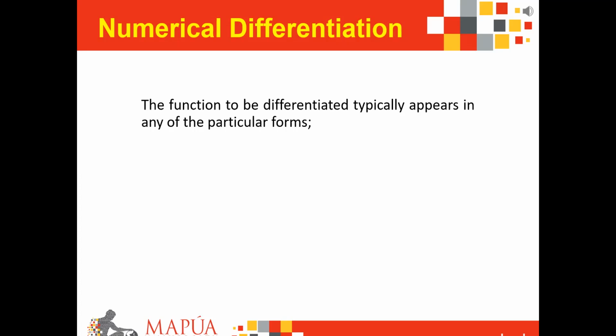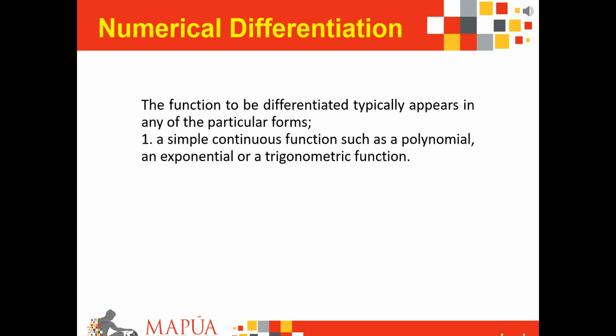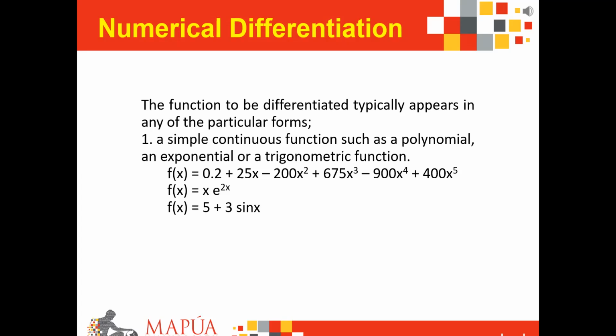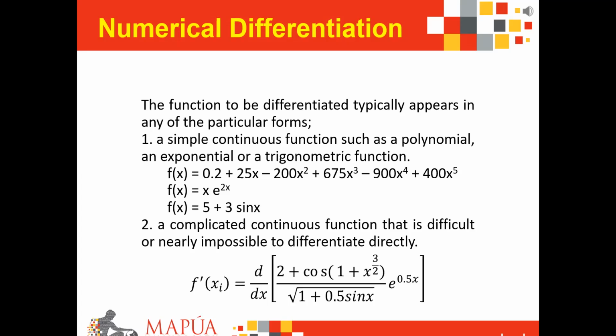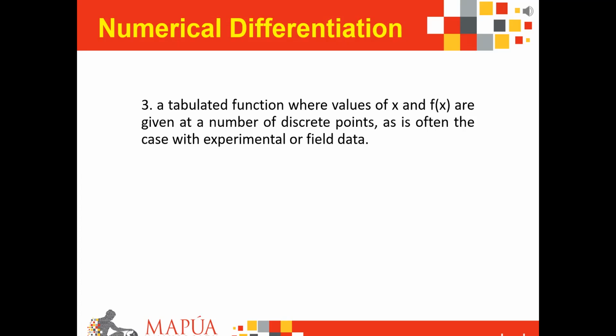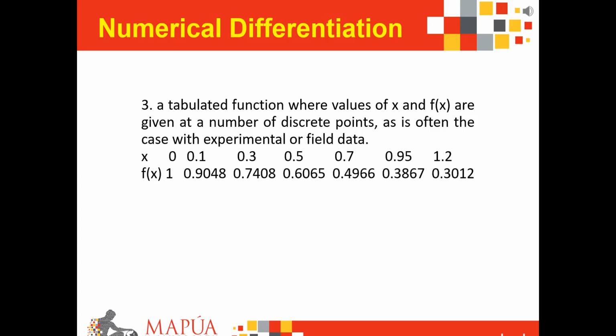The function to be differentiated typically appears in one of these forms. It may either appear as a polynomial, an exponential, or a trigonometric function. Or it may appear as a complicated continuous function that is difficult or nearly impossible to differentiate directly using your classical method. Or it may be a tabulated function, where the values of x and f(x) are given at a number of discrete points, as is often the case with experimental or field data.